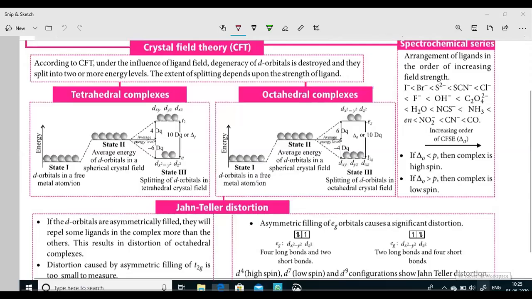Students, are you able to see the screen? Crystal field theory. Please message in the chat box. Are you able to see the screen or not? Because just now the connection went off. Are you able to see the crystal field theory on the screen or not? Message in the chat box. Okay, fine. Let us go further.